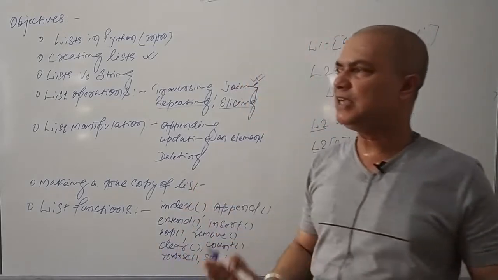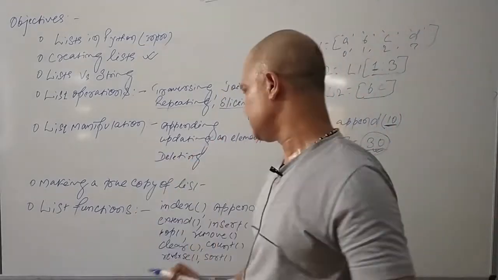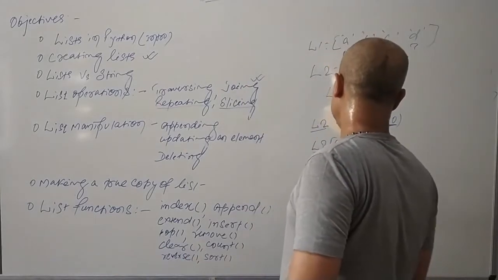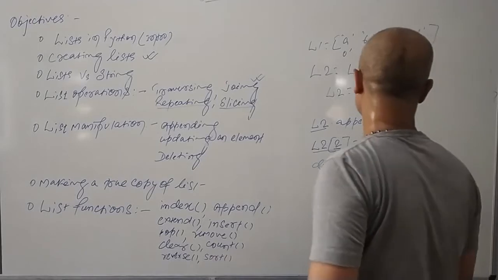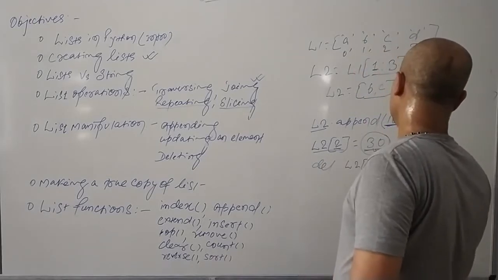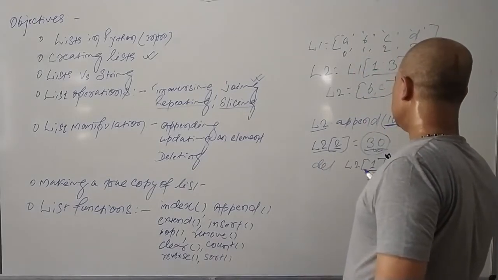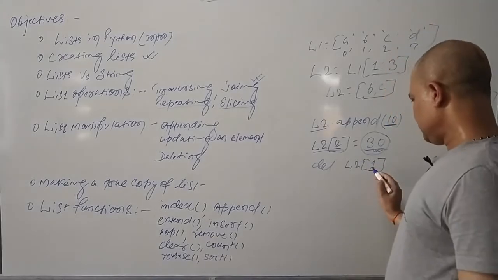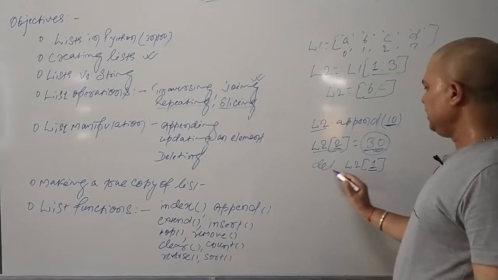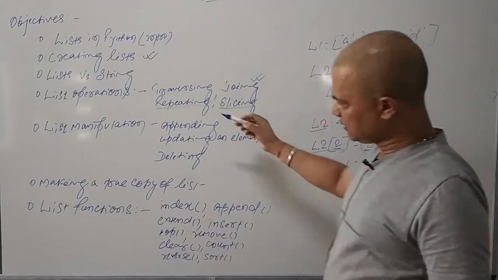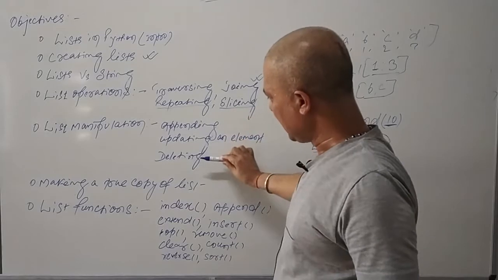Deleting means simply deleting an element from the list. So you have a del method, del, and then the list name, L2, and then the index position, suppose 1. It means it will delete the element which is there at the first position, that is, the second element will be deleted from the list. This is how to append, update and delete.